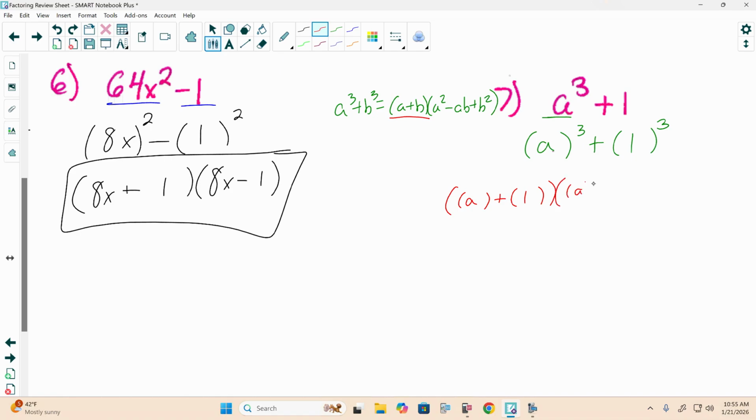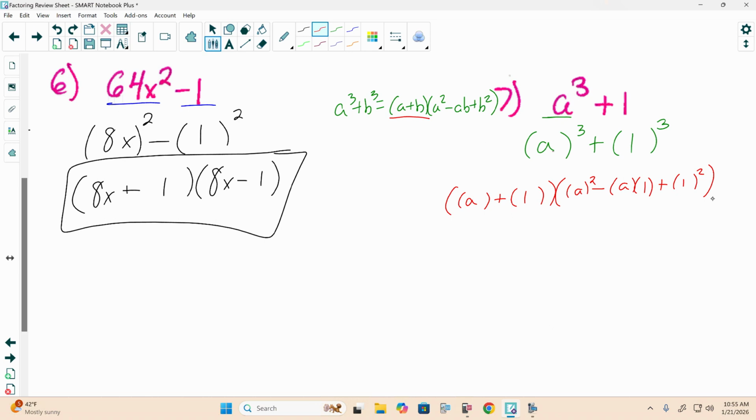In our bigger set of parentheses, our first spot is going to be a squared. Well, we're going to replace the a with a, actually just giving us a squared. Minus a times b. Replace the a with a, we replace the b with 1. Plus b squared, well, that's going to become 1 squared. So all we've done is what? Replace every a with a and replace every b with 1.